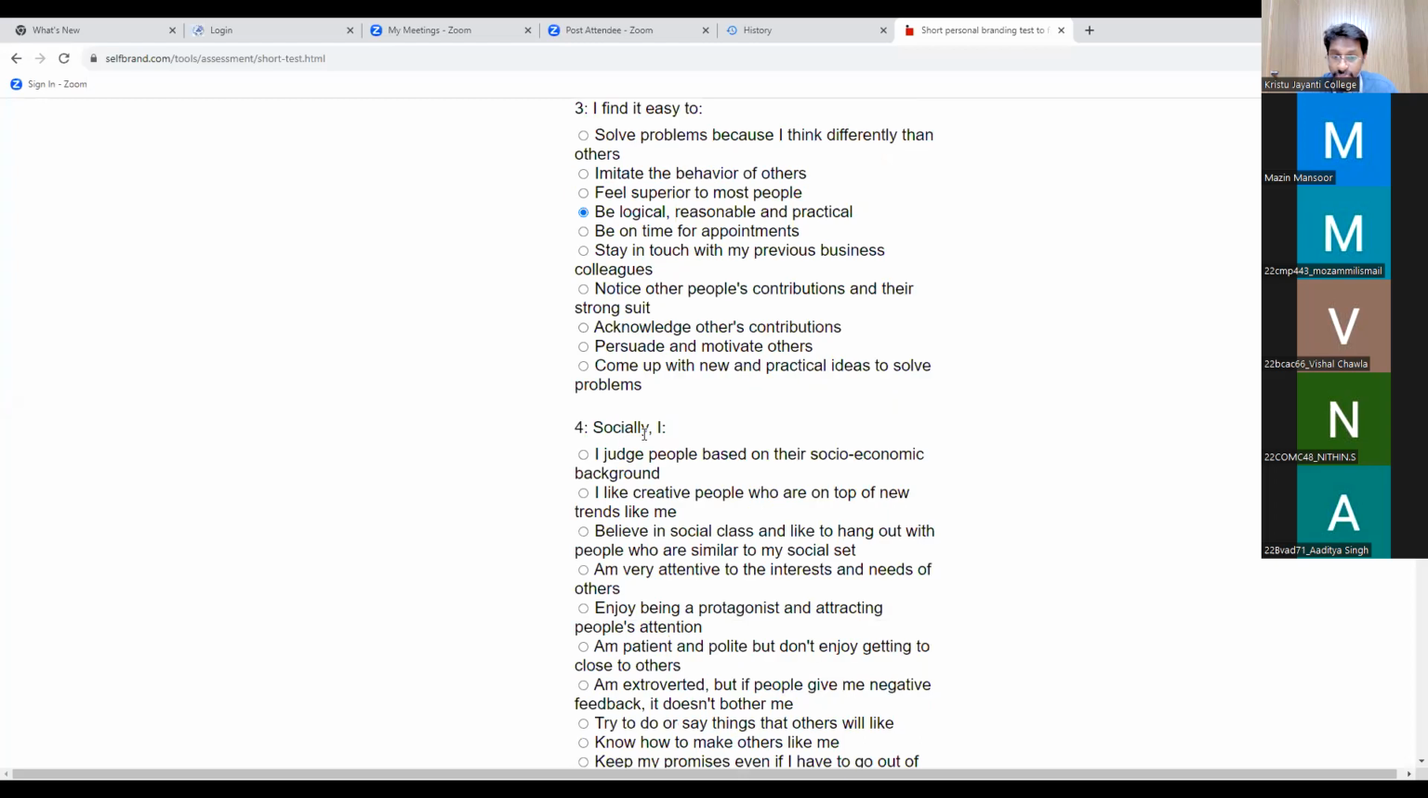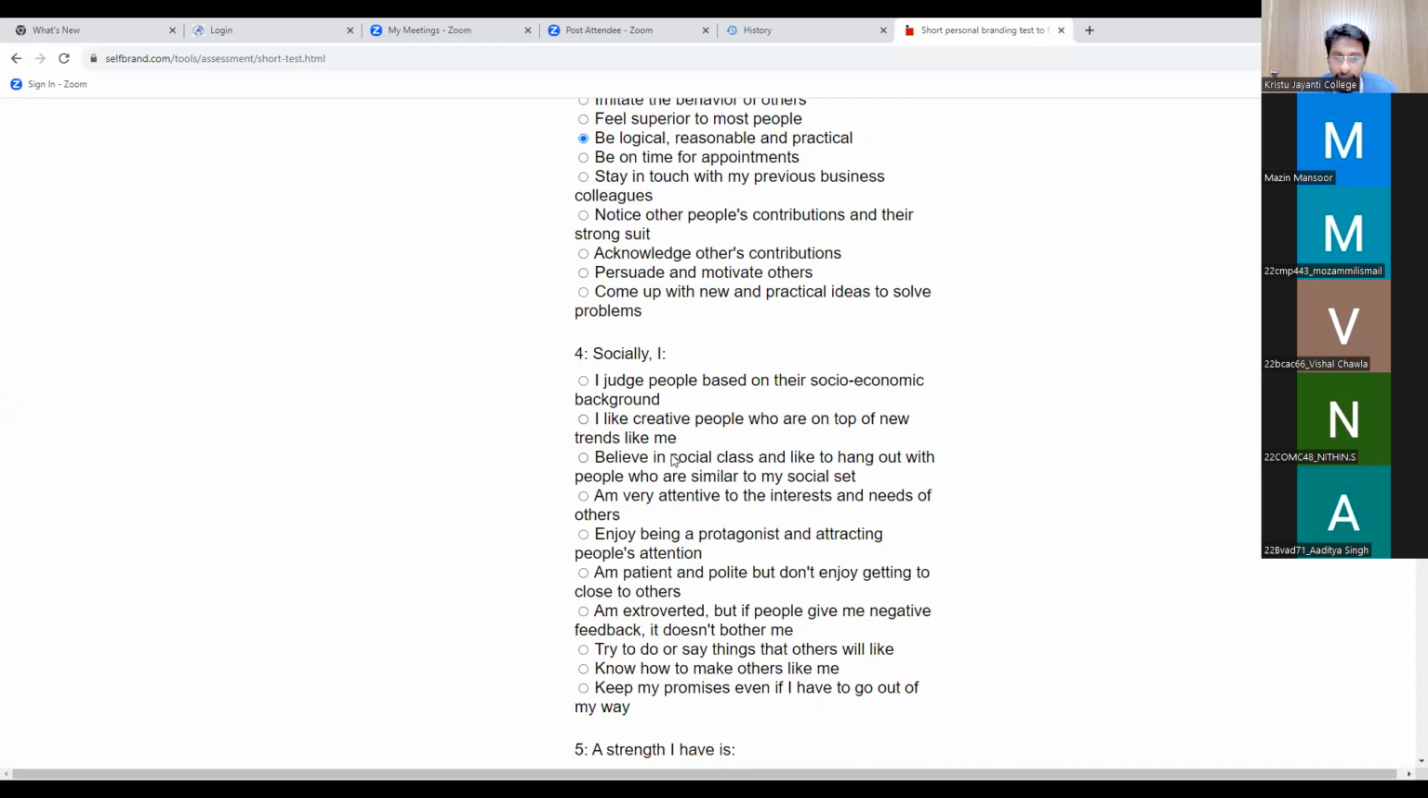Okay, when it comes to social behavior, what am I? I judge people based on their socio-economic background. I don't judge people at all, so probably that is not me. I like creative people who are on top of the latest trends. Believe in social class and like to hang out with others who are similar to my social setup. Rather than social, I would call it psychological. People who are more psychologically close, I think I will be more close with those kinds of people.